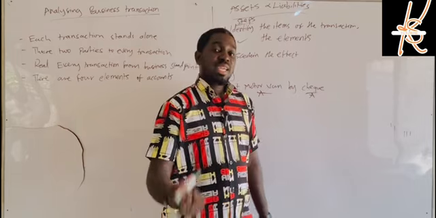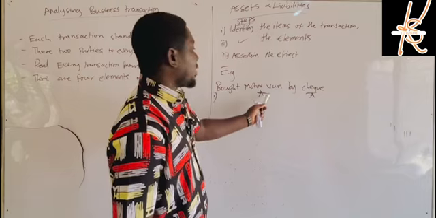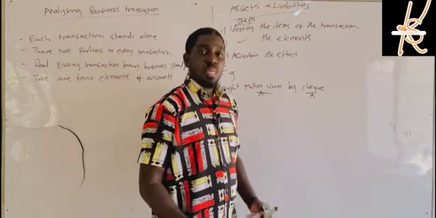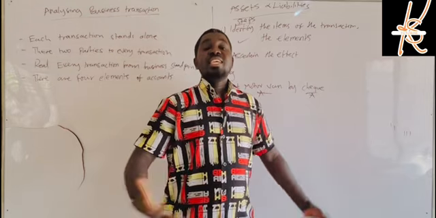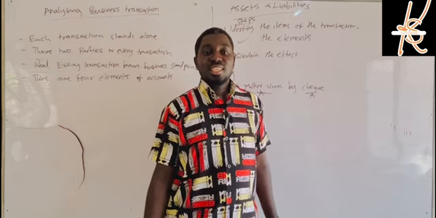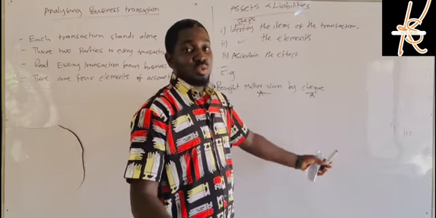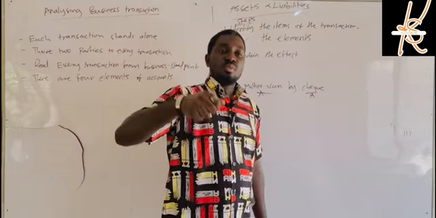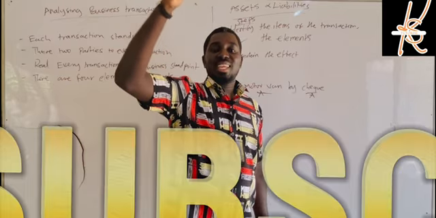Okay, so now we need to understand the effect. Bought motor van. We are buying motor van, meaning our motor van is increasing. And then by check, meaning we are going to withdraw money from our bank, meaning the total amount of money in our bank will reduce.